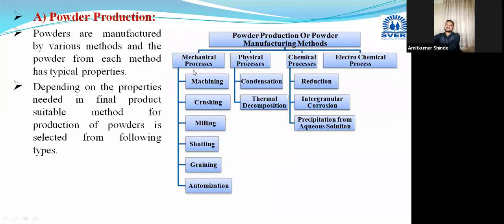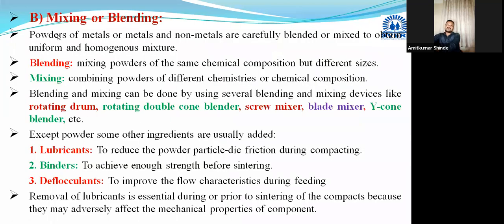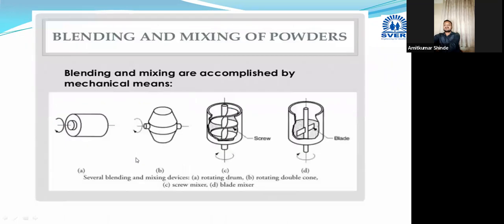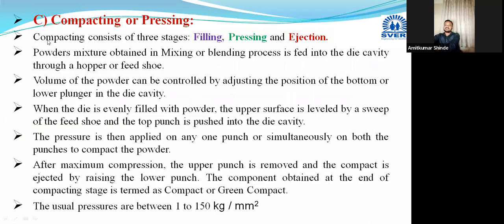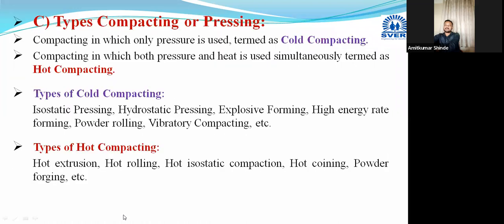Different powder production techniques like mechanical processes, physical processes, chemical processes, and electrochemical processes, along with their subtypes, we have discussed in today's session. And we have discussed how we are conducting mixing and blending, what is the difference between mixing and blending, and which extra ingredients we are adding, like lubricants, binders, and deflocculants, to get desired properties. Then which blending and mixing devices we are using, then the compacting or pressing with three stages like filling, pressing, and ejection, and its two types like hot compacting and cold compacting.